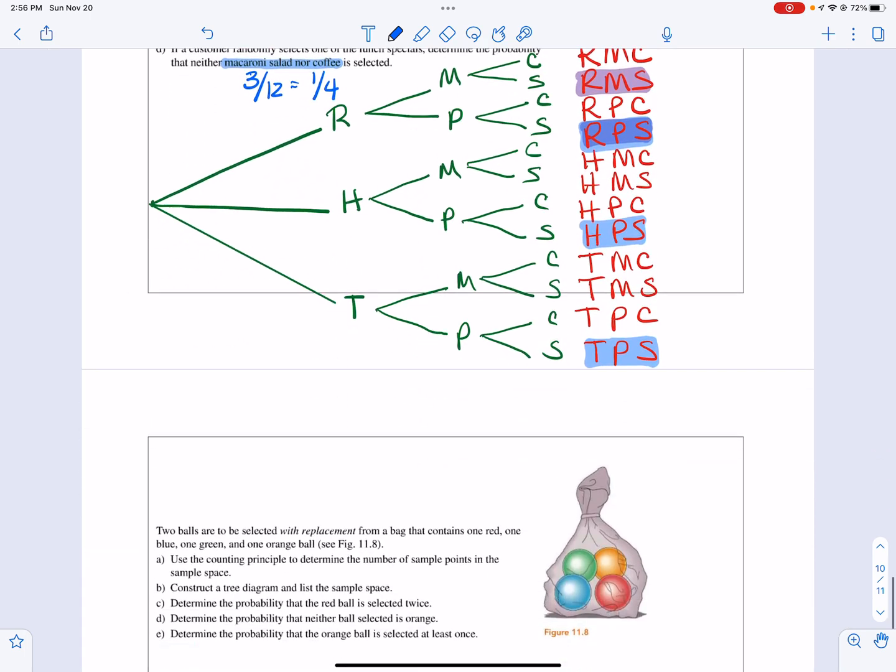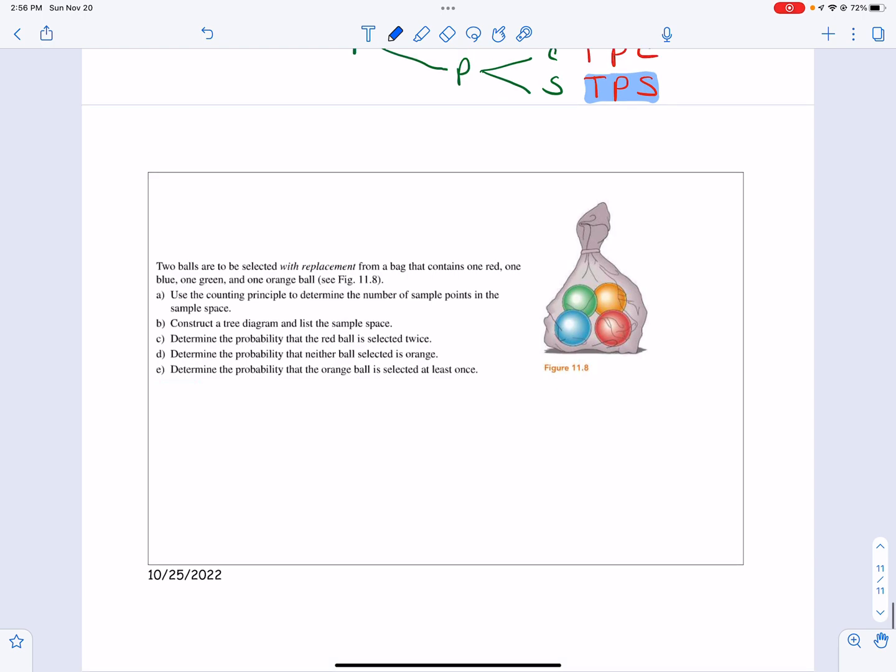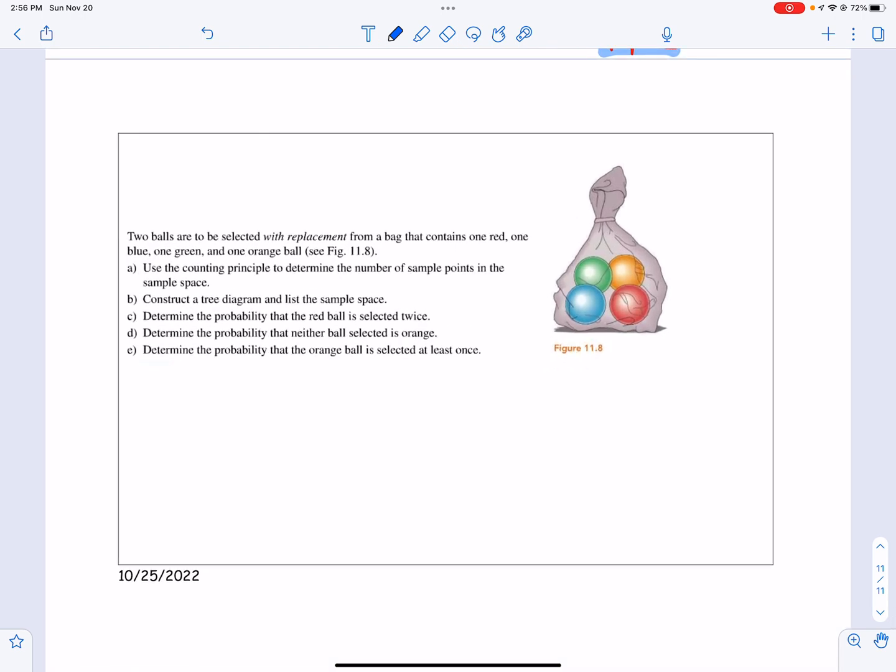Okay? All right, and the last one that we have is this bag of marbles, and we are replacing it. That's important. So if we take out a marble, we can put it back and get the same color. And so using the counting principle, notice that we have 4 different colors. So the number of sample points would be 4 for the first choice times 4 for the second choice, which makes a total of 16. Okay, now we're going to create that tree diagram.